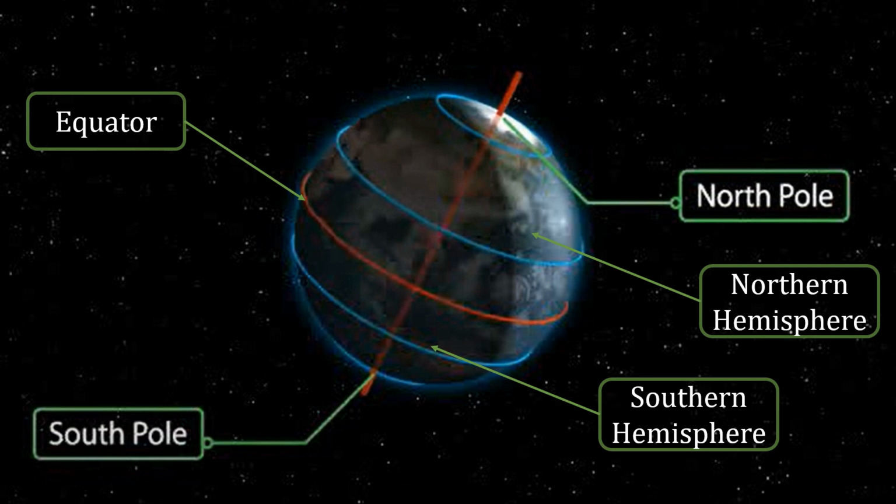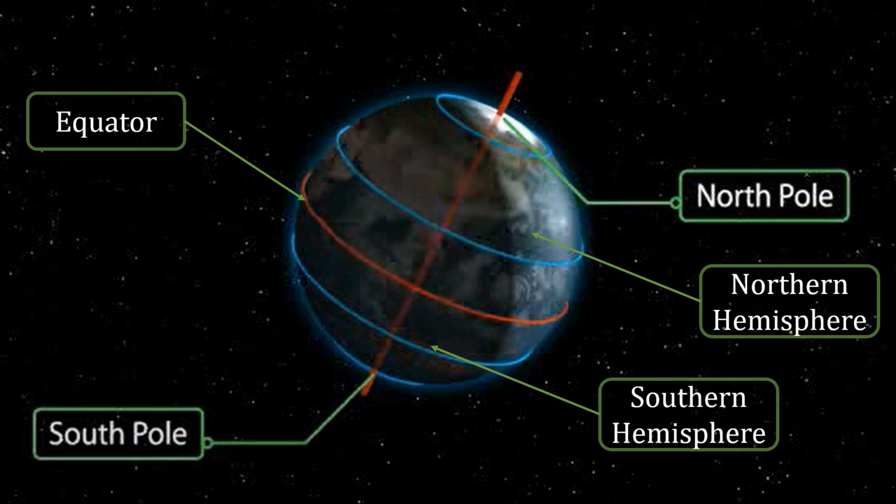Again I repeat, if a circle were drawn around the surface of the earth exactly in between the north and the south pole, it would divide the earth into two equal parts. This imaginary circle is called the equator. The two equal parts it makes of the earth are called northern hemisphere and southern hemisphere.